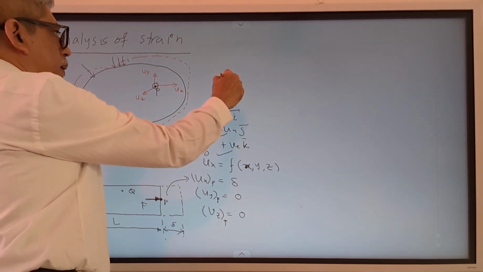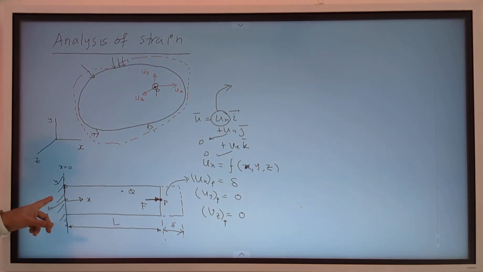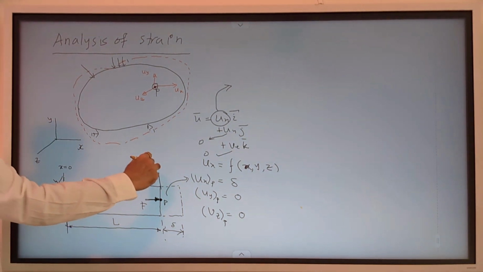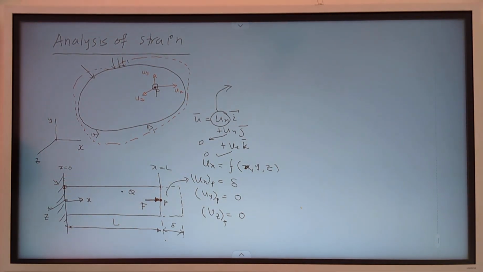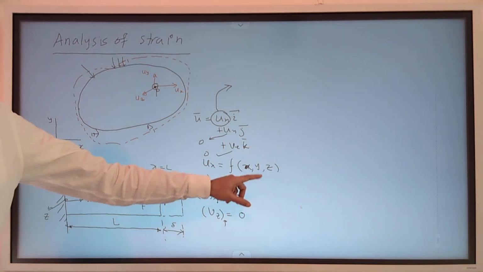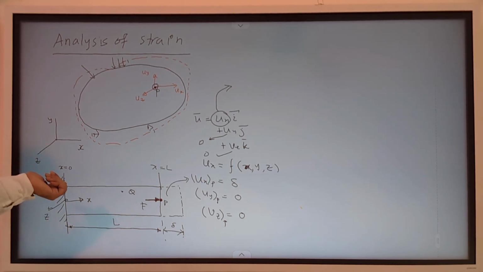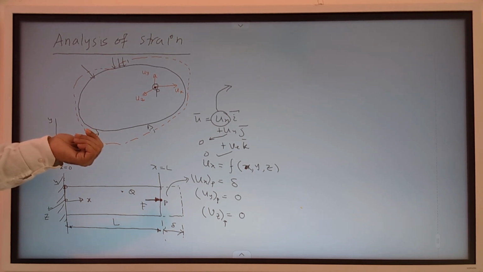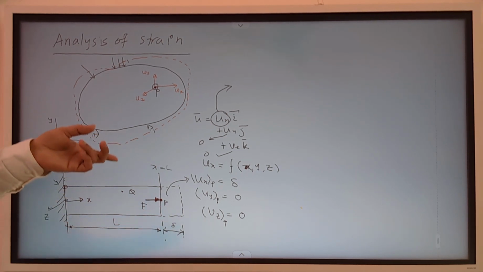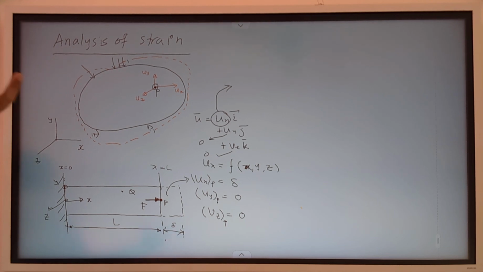Now ux will change as x changes. So x equal to 0 here, and at this point x equal to L. Can somebody tell what would be this ux function for this particular problem? When x equal to 0, the deformation is 0. When x equal to L, the deformation is delta. So for x between 0 and L, you have to tell what will be the value of the deformation, that is ux.